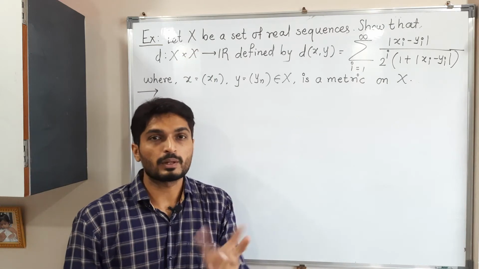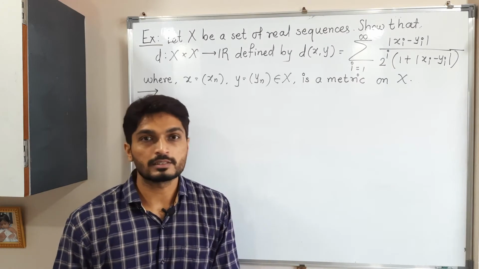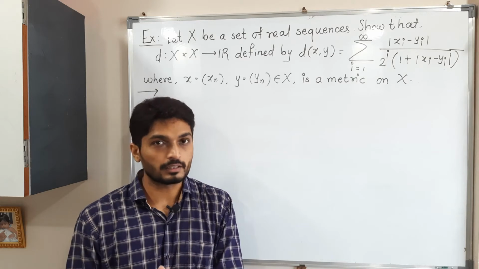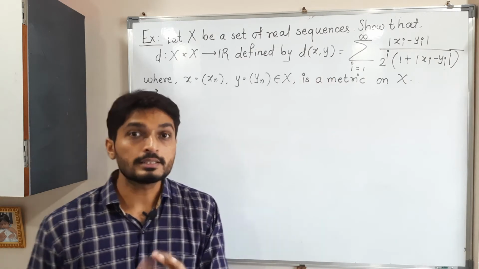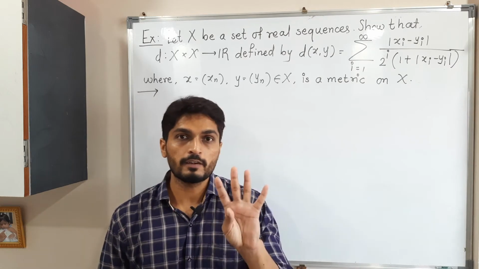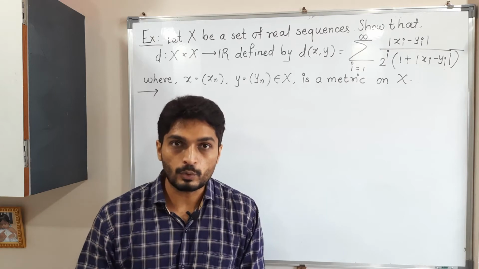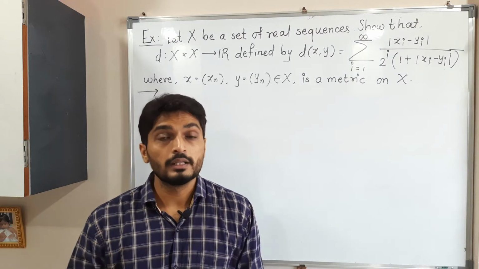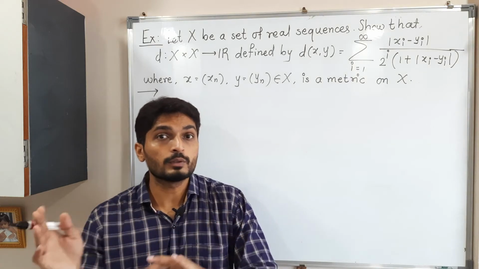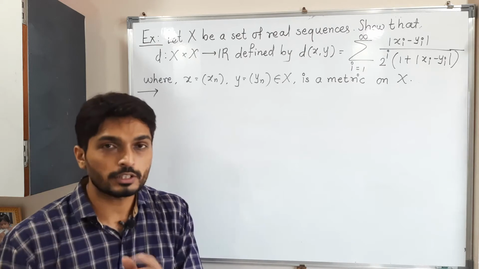Sequences 1 by n or 2 raised to n, right, or constant sequence. Such types of sequences are there in X, and D is defined in this way, and we have to prove that D is a metric on X. That means it should satisfy 4 conditions, right? First condition, it should be greater than or equal to 0. Second condition, it is equal to 0 if and only if x is equal to y. Third condition is D of xy is equal to D of yx, symmetry, and the last condition, you know that it is the triangle inequality. So let us start.